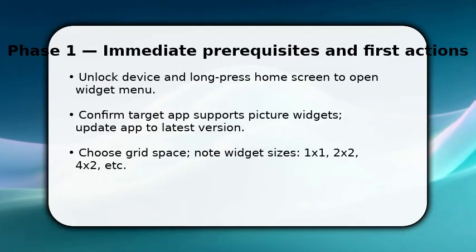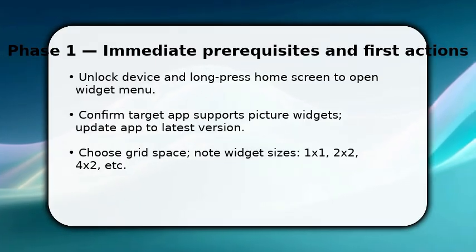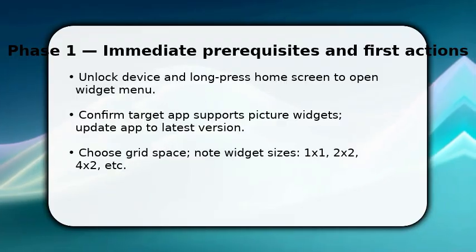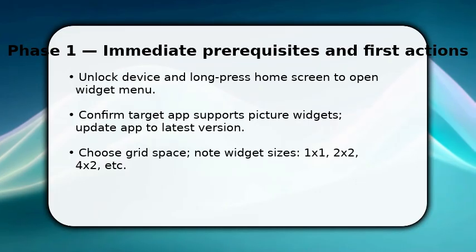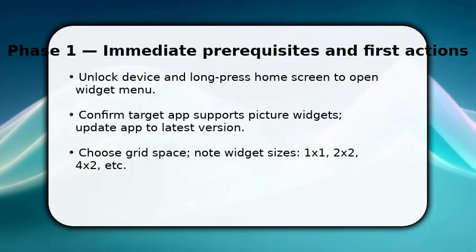You start by preparing the home screen and confirming the app supports picture widgets. Long press an empty area, tap widgets when it appears. Once done, scroll to the app that provides the picture widget because you need the correct provider.